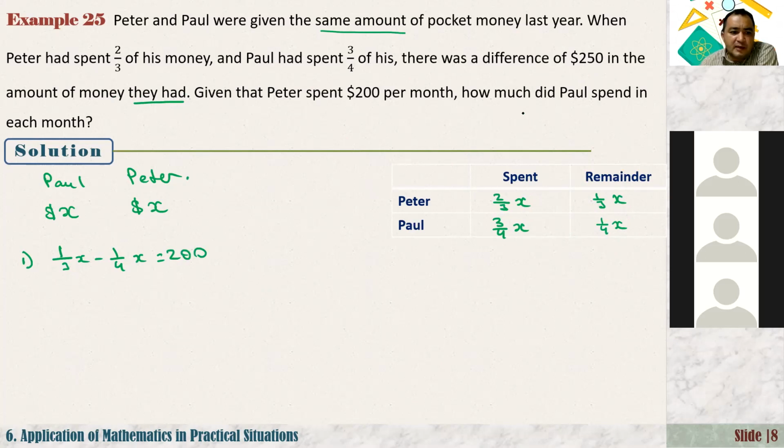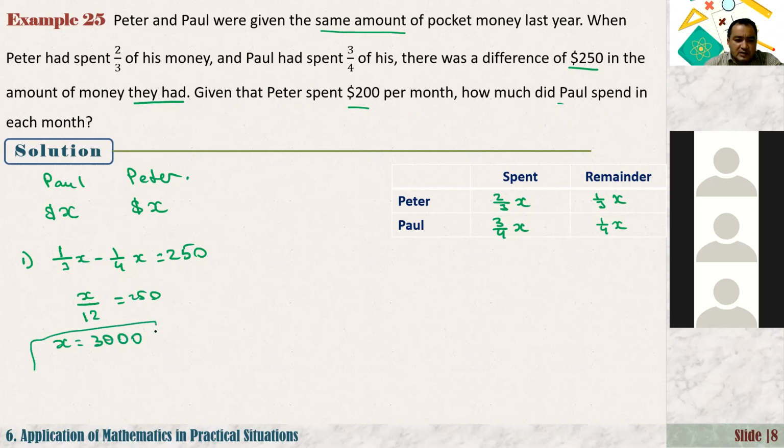So how much did Paul spend in each month? We need to find how much he spent each month. Now from here we can first find x. So it is 4 minus 3 over 12, x over 12, that's equal to 250. It's not 200, that's 250, because the difference is $250. So what is x? x equals $3,000.